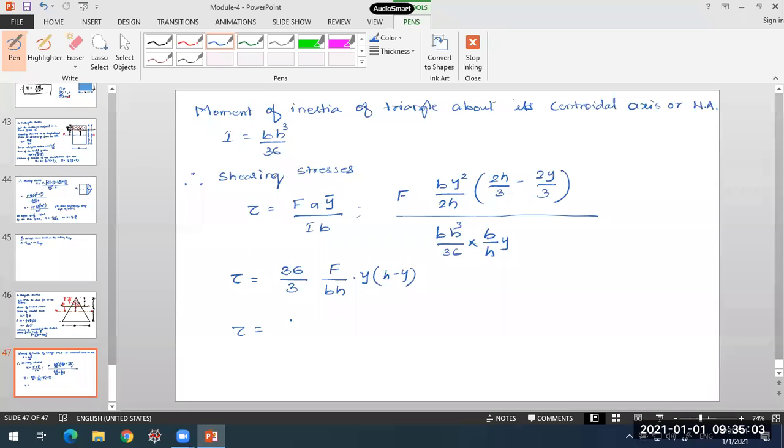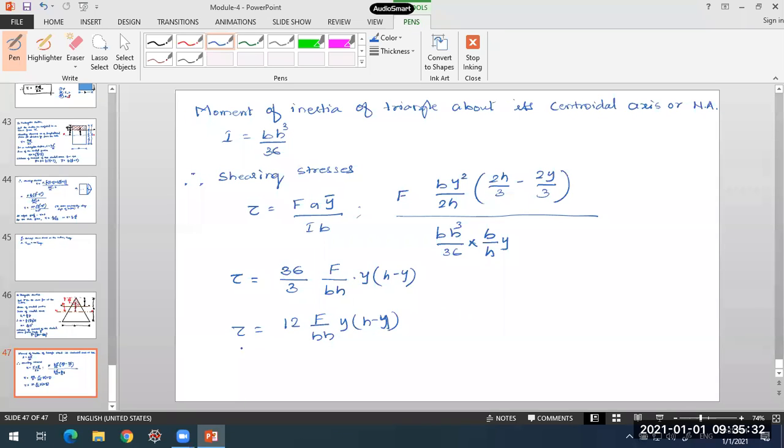So I'll be having this 12, F by b into h into y into h minus y. So here also we have the y squared term. If I multiply this y within this, we'll come across the y squared term. So here the shearing stress is also varying parabolically along the section.